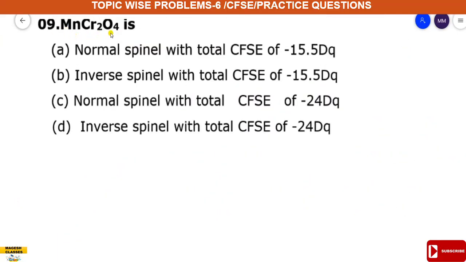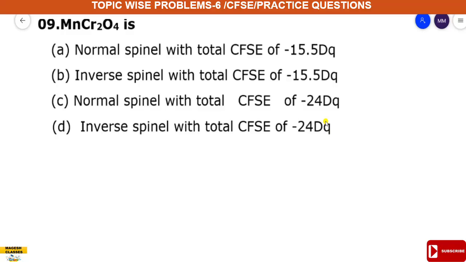Question number 9. MnCr2O4 is a normal spinel. Total CFSE is minus 15.5 Dq. So we have to find whether it is normal or inverse, and the Dq values of the total CFSE. There are normal spinel, inverse spinel and mixed spinel types. What are the categories of spinels and how to find out the nature of the spinel? I have a separate spinel concept video uploaded, so you can go through it.